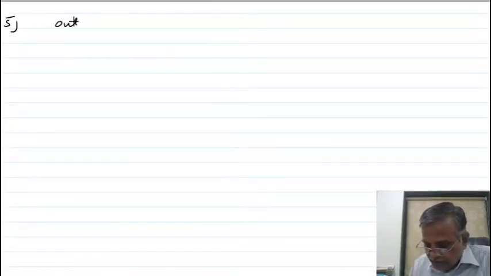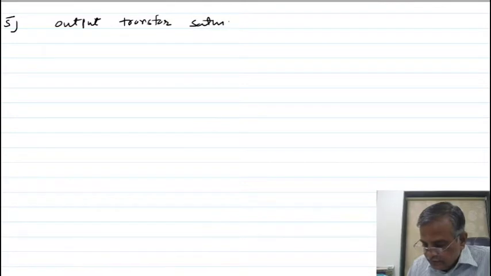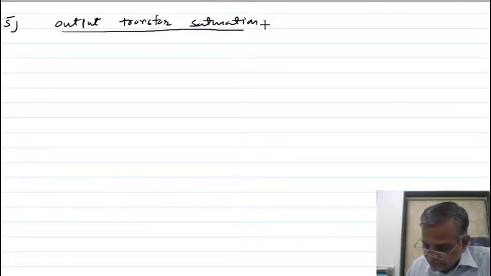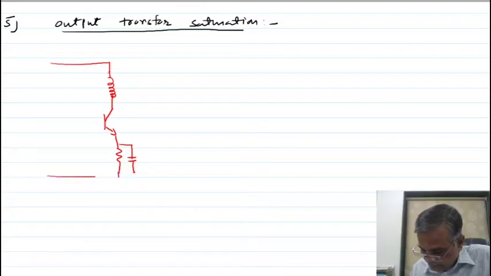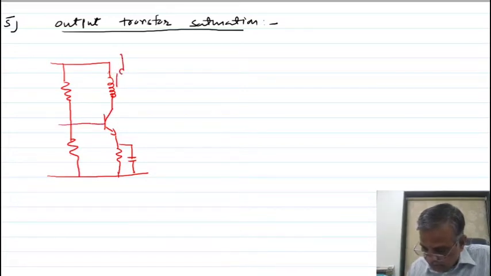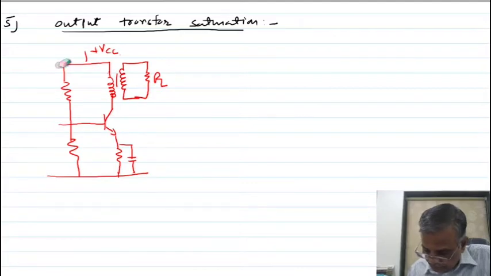Fifth is output transformer saturation. See, this is the circuit diagram of a transformer coupled amplifier.